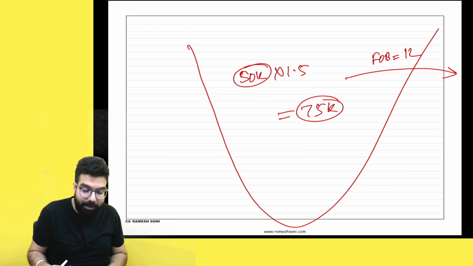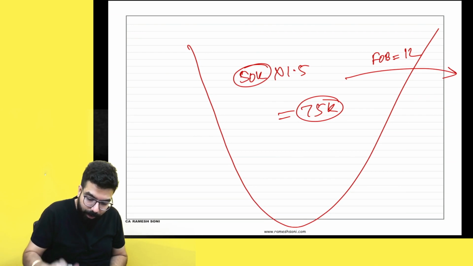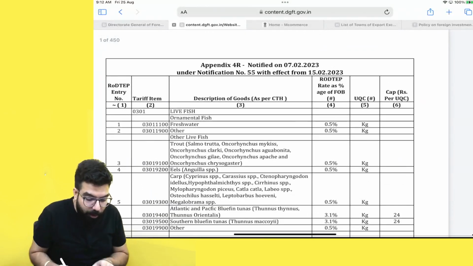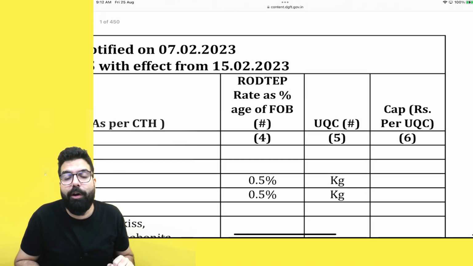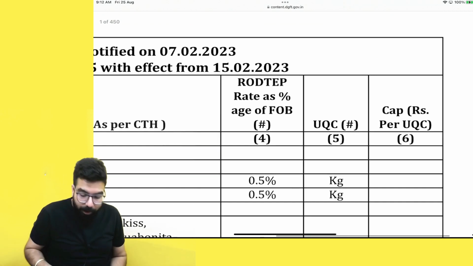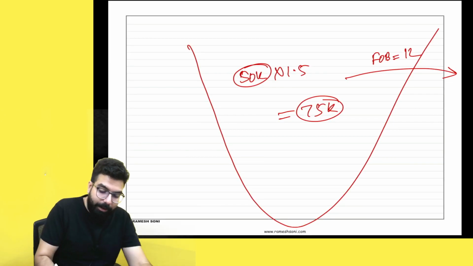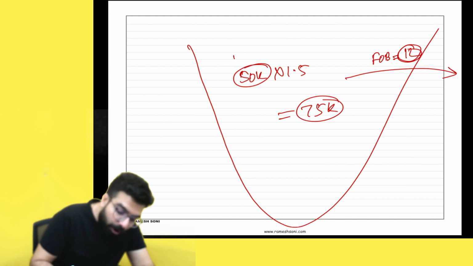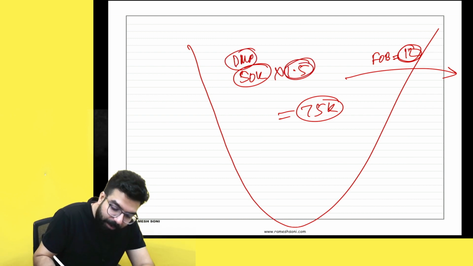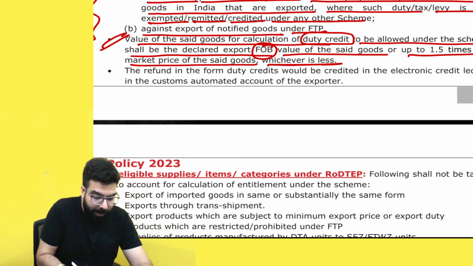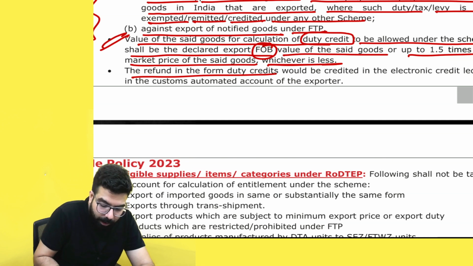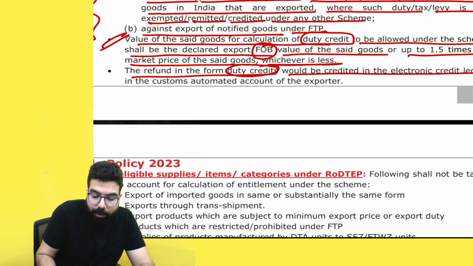Because for the RoDTEP scheme, if you see over here, I'll show you in the government portal. For an example, you are exporting any item, they are telling percentage of the FOB is given. So what people will do is, people will inflate their FOB. So what they are telling over here, that sir, either it will be the FOB value or the domestic market price of the goods times 1.5, whichever is lower. Basically they are telling whichever is less will be taken and of that 1% will be given. The refund will be in the form of credit, credited to the electronic credit ledger in the customs automated system.